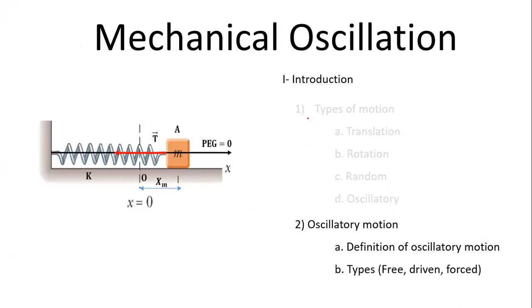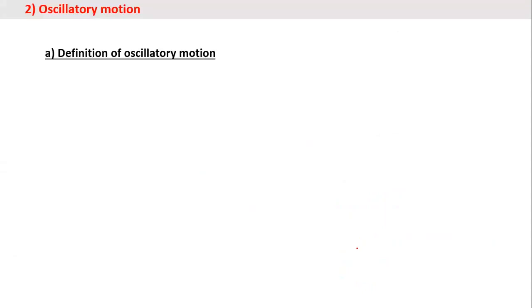In the previous part, we talked about the introduction and the types of motion, and we said we will be talking about oscillatory motion. So we'll talk about the definition, and we'll look at what the types of oscillatory motion are. So first, what do you mean by oscillation?